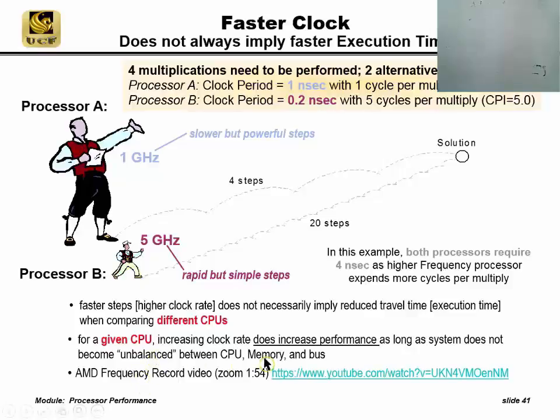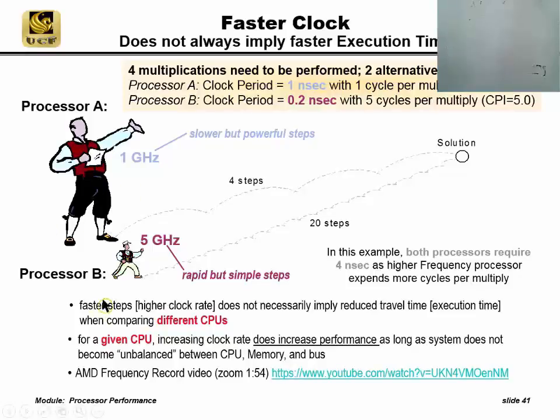So for a given CPU, increasing the clock rate does increase performance as long as the system does not become imbalanced, and we'll talk about that later. If memory is a bottleneck, it doesn't matter how fast you make the processor if you're waiting for memory all the time and the processor execution stalls when memory executes.